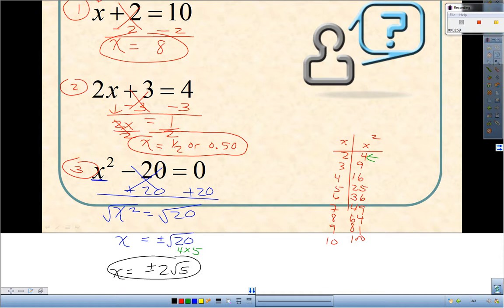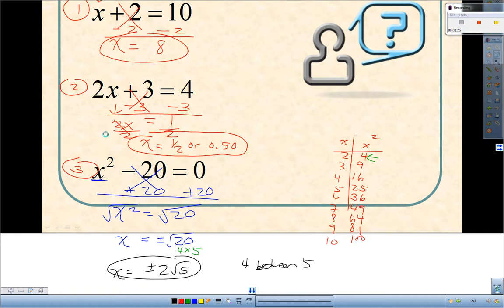Again, all three of these are real answers. They are real numbers. 8 is a real number. 1/2 is a real number. And even though 2 square root of 5 looks horrible, that is technically a real number. In fact, it is some number between 4 and 5. I can't give you the exact one because I don't have a calculator, but it is a real number.